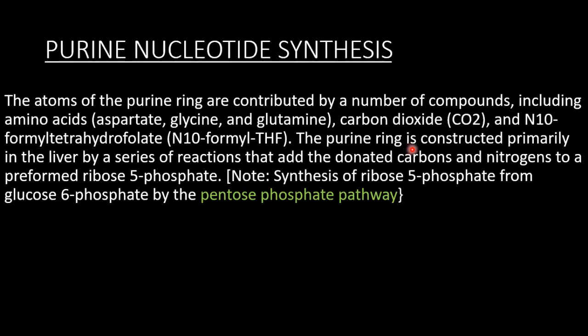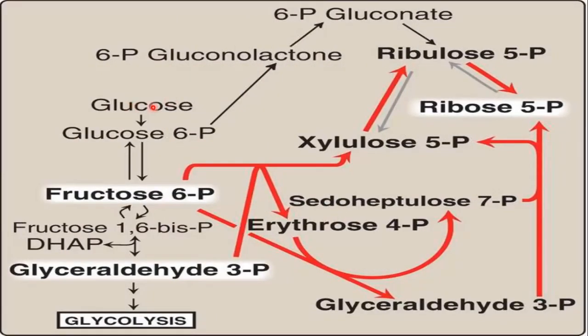Now, this ring is primarily constructed in the liver by a series of reactions that add donated carbons and nitrogens to a preformed ribose 5-phosphate. Remember, ribose 5-phosphate is synthesized in the pentose phosphate pathway. You can use either the oxidative reactions or the non-oxidative reactions to form ribose 5-phosphate. Let me remind you.